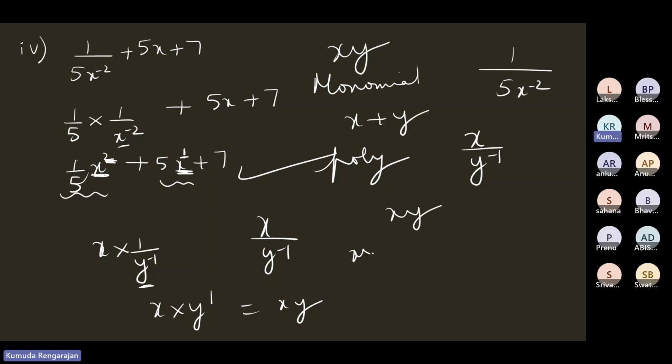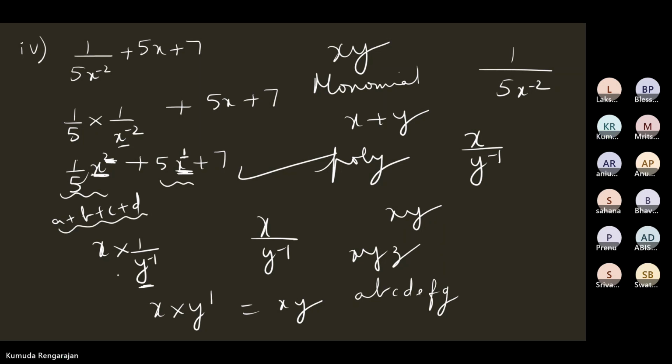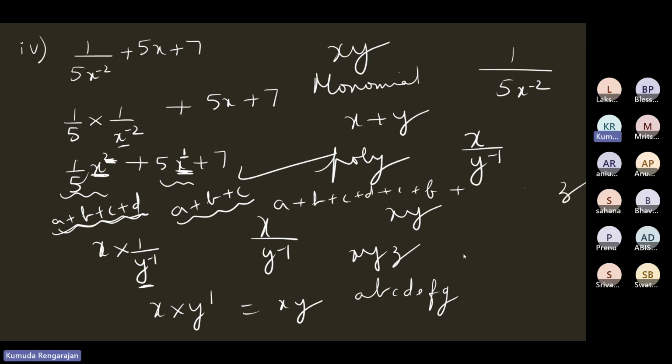Xy is a monomial. XYZ is also a monomial. A, B, C, D, E, F, G is also a monomial. If I write A plus B plus C plus D, then it is a polynomial with 4 terms. If I write A plus B plus C, it is a polynomial with 3 terms, which is a trinomial. If I write A plus B plus C plus D plus E plus F till Z, then it's a polynomial with 26 terms, 26 different variables.